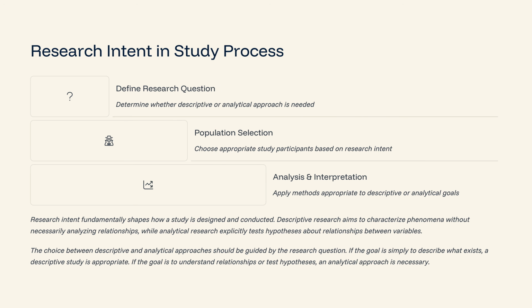So how does research intent actually influence the study process? Because it's basically one of the first steps you take after defining the research question. You define the research question, and then you can determine whether you need a descriptive or an analytical approach, and then you go from there. Okay, so the choice between descriptive and analytical approaches should be guided by the research question. If you're just describing, that's descriptive. If you need to figure out what the relationships are and test hypotheses, that is analytical.